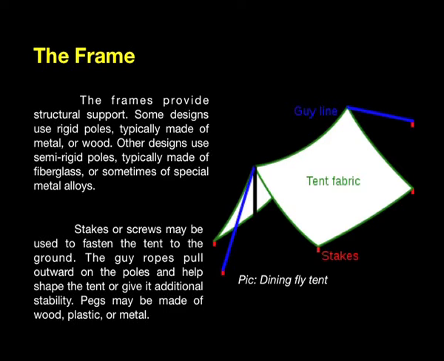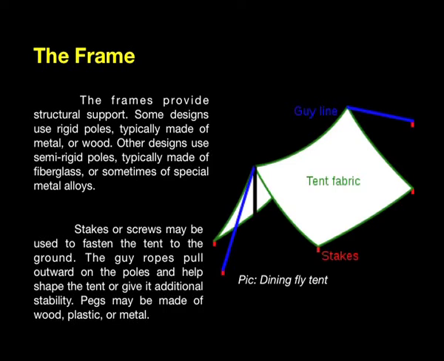These are the stakes. Sometimes the guy rope pulls outward on the poles. These are the poles, pole number 1, and there is a pole number 2 right here, which we are not able to see because the tent fabric is covering that. There is a guy rope, which is this blue colored rope, which is pulled outwards on these 2 poles. They are the ones that actually help shape the entire tent.